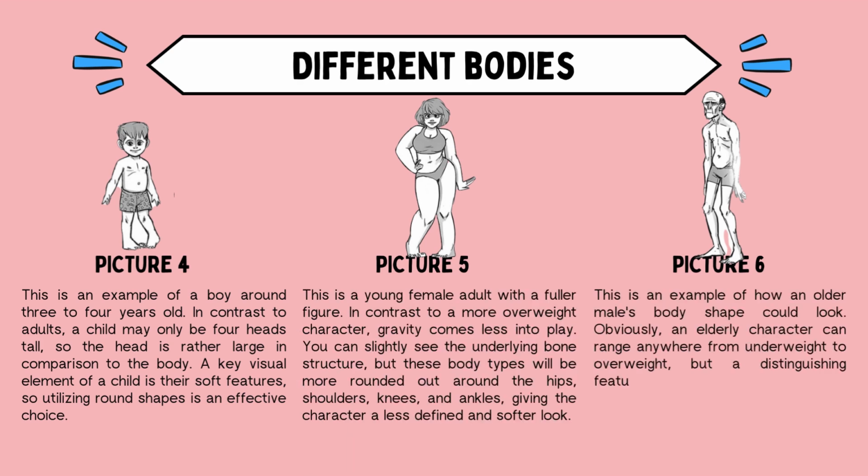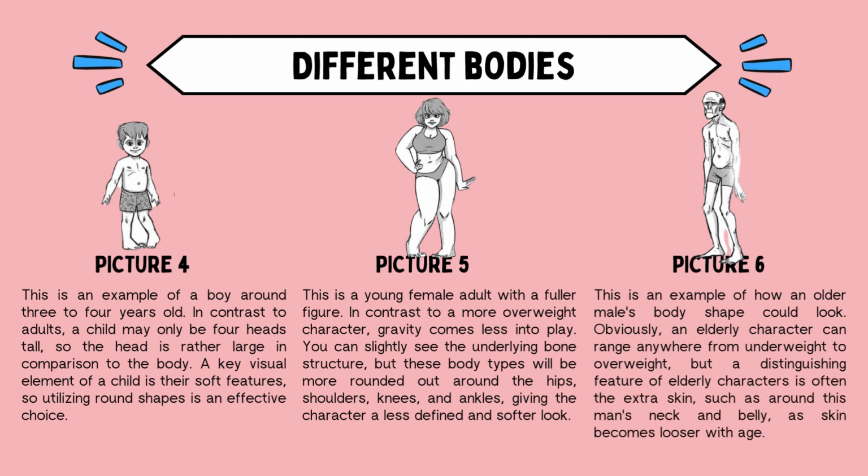This is an example of how an older male's body shape could look. Obviously, an elderly character can range anywhere from underweight to overweight, but a distinguishing feature of elderly characters is often the extra skin, such as around this man's neck and belly, as skin becomes looser with age.